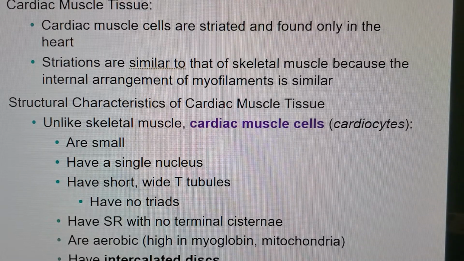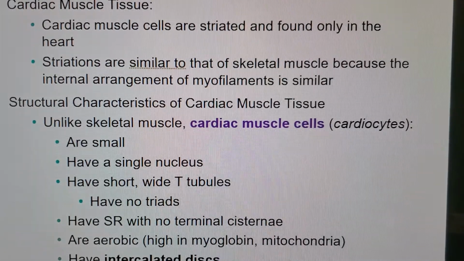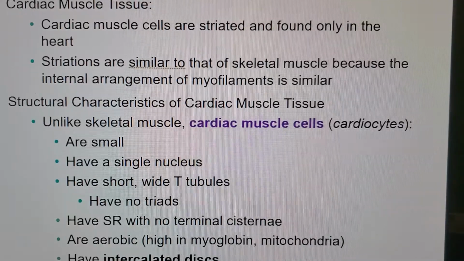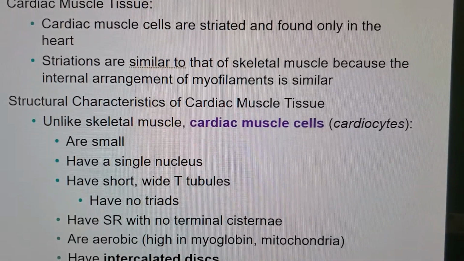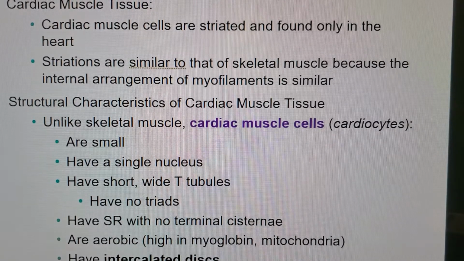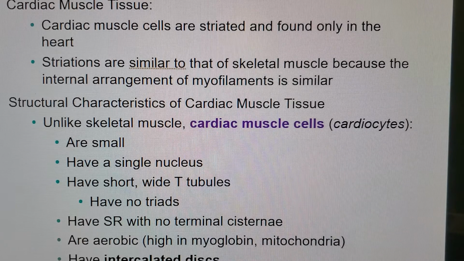These cells are very small. Cardiac muscle cells are small. They only have 1 nucleus. They have short, wide T-tubules, no triads. They have the SR with no terminal cisternae. Well, they don't have triads. They are aerobic. They're high in myoglobin and mitochondria, and they have intercalated discs. Yes, it's aerobic, lots and lots of myoglobin and mitochondria, because that heart never stops. It just keeps beating and beating.